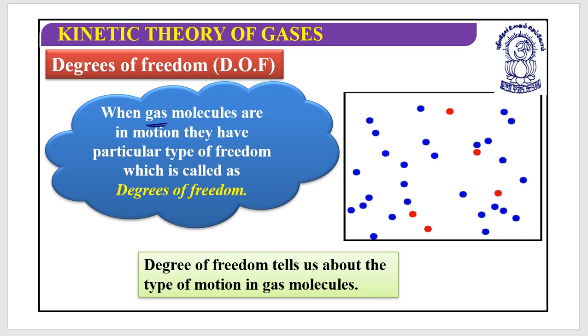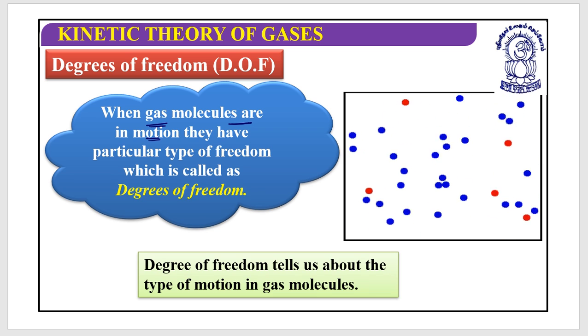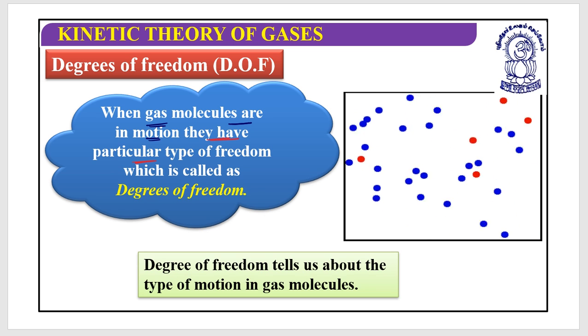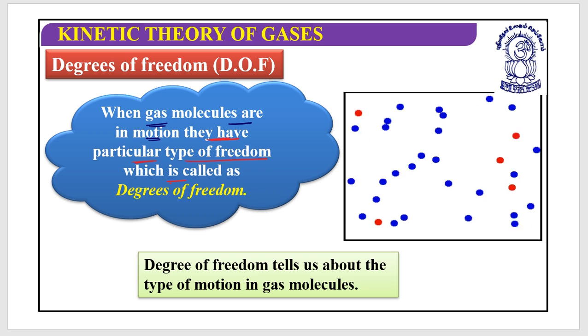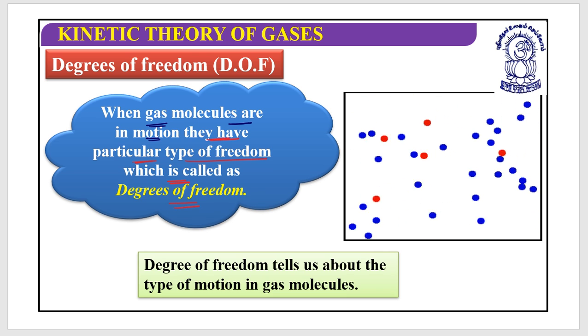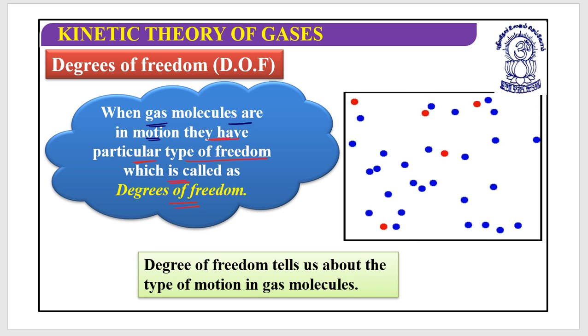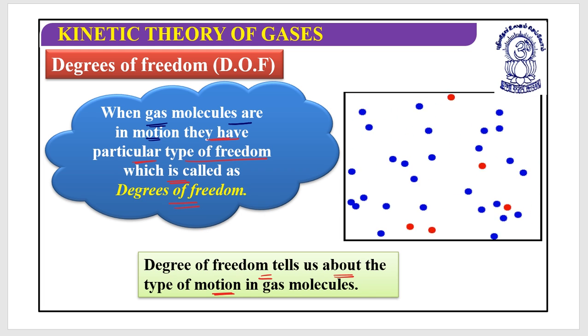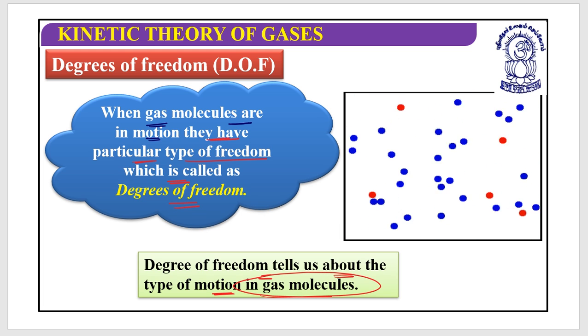We say that when gas molecules are in motion, they have a particular type of freedom, which is known as the degree of freedom. And which kind of freedom is there, we will see. So degree of freedom tells us about the type of motion in the gas molecule.